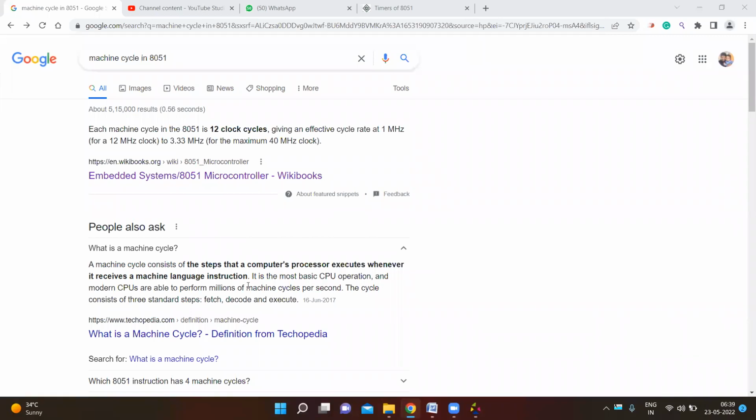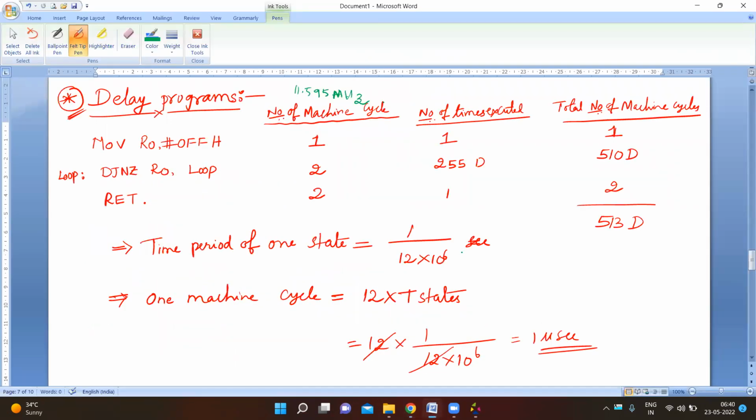What is a machine cycle? A machine cycle consists of the steps that a computer processor executes whenever it receives a machine language instruction, and it is the most basic CPU operation. Modern CPUs are able to perform millions of machine cycles per second. The cycle consists of three standard steps: fetch, decode, and execute. In the first step it fetches the information and decodes it, and after that comes execution. All these three operations are very important in a machine cycle.